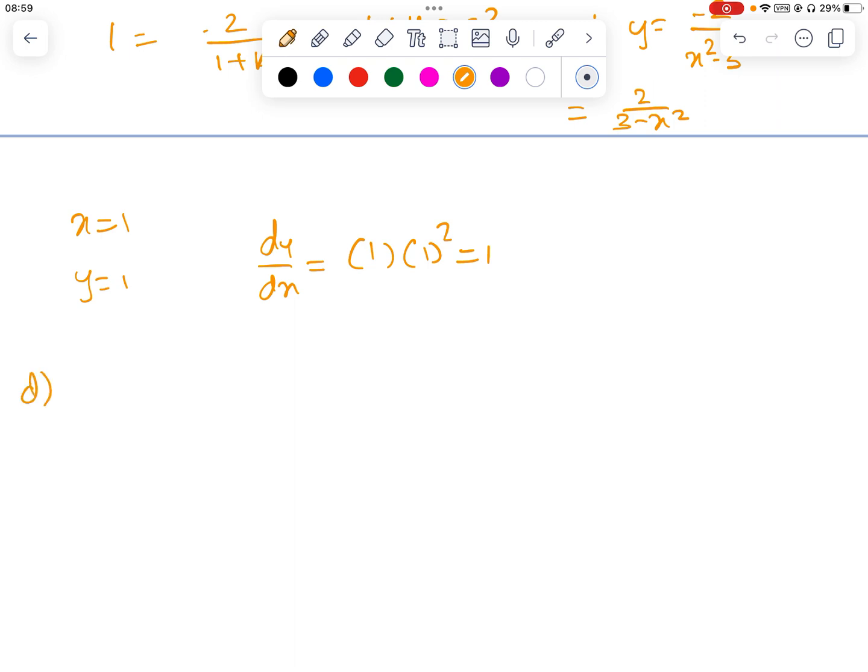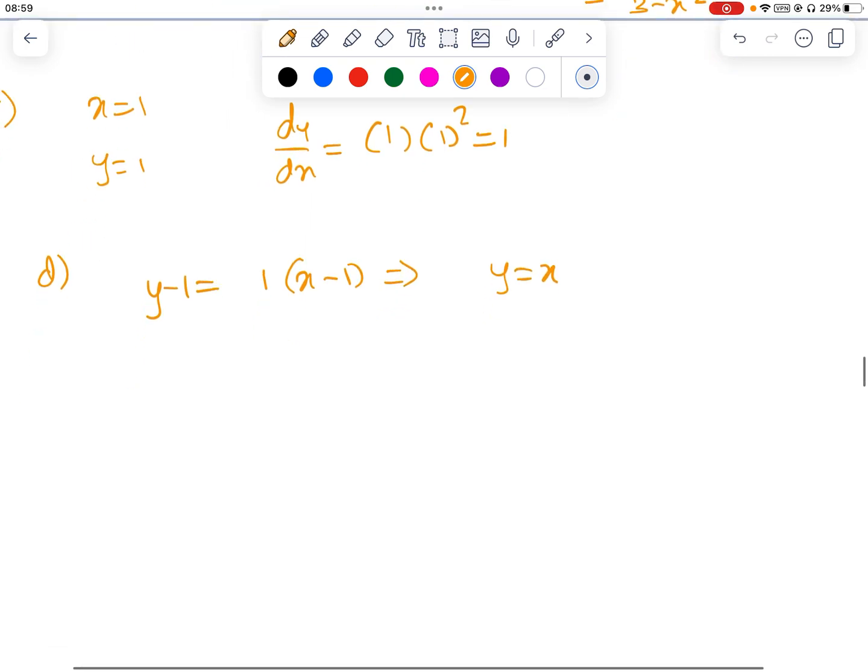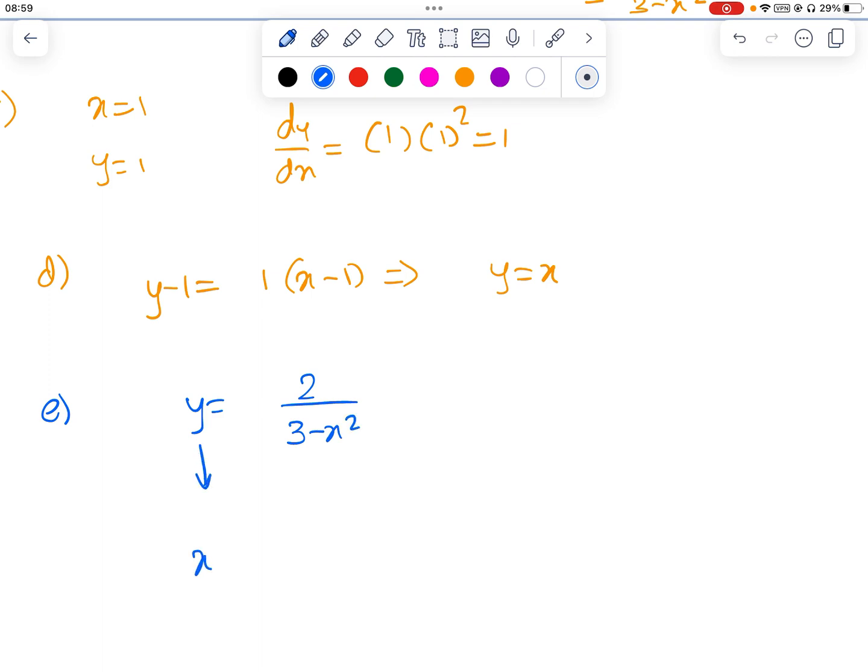So part D, equation of a tangent, y minus y1 equals 1 times x minus x1. It implies y equals x. Now he says that it meets the curve again. What was the curve? y equals 2 upon 3 minus x square. But y equals x, so x equals 2 upon 3 minus x square. So what does that become?